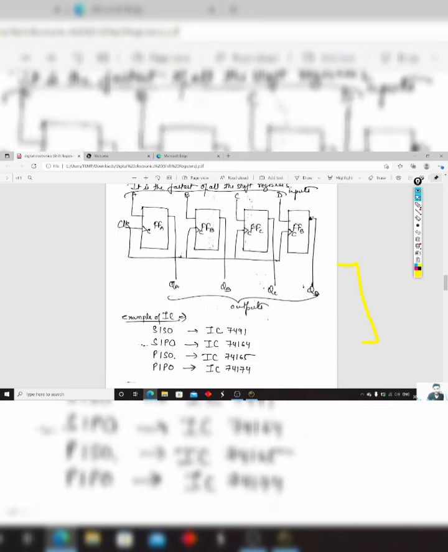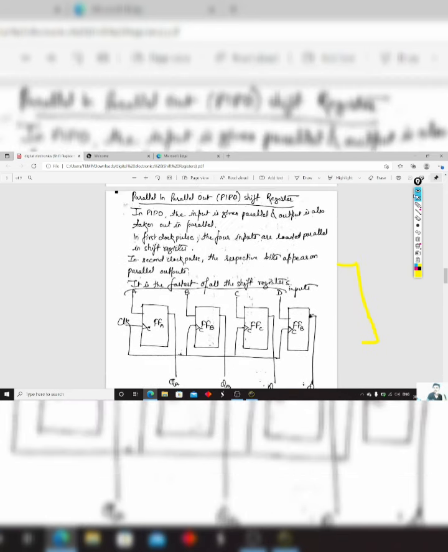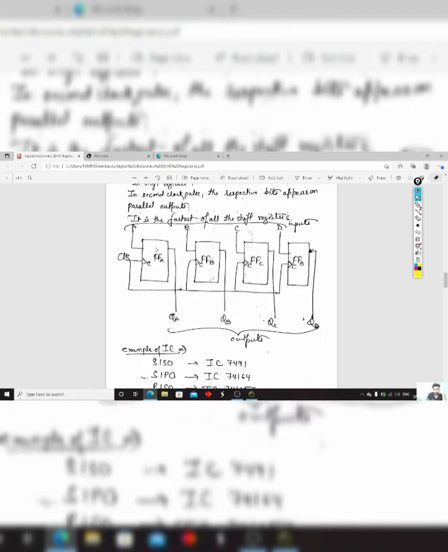We are just connecting the input, and here is an interesting fact: this is the fastest among all the other shift registers. In the first clock pulse, the four outputs are loaded in the shift register. So this is the fastest. We are just providing a clock pulse, and we will get all four outputs. So this is extensively used, and this is the fastest.